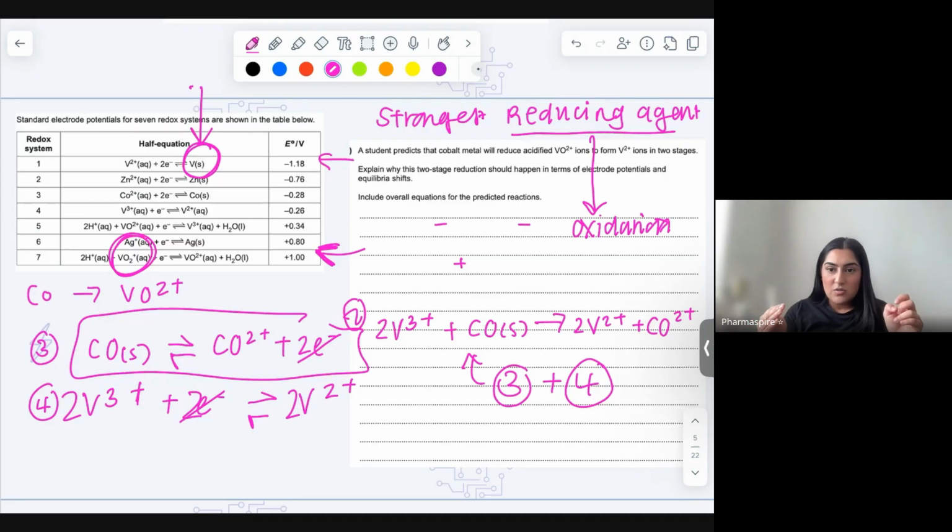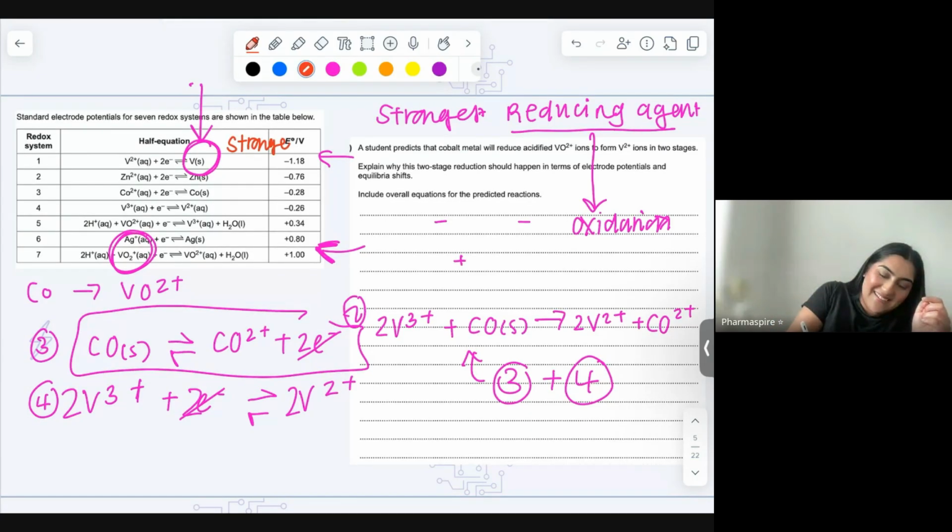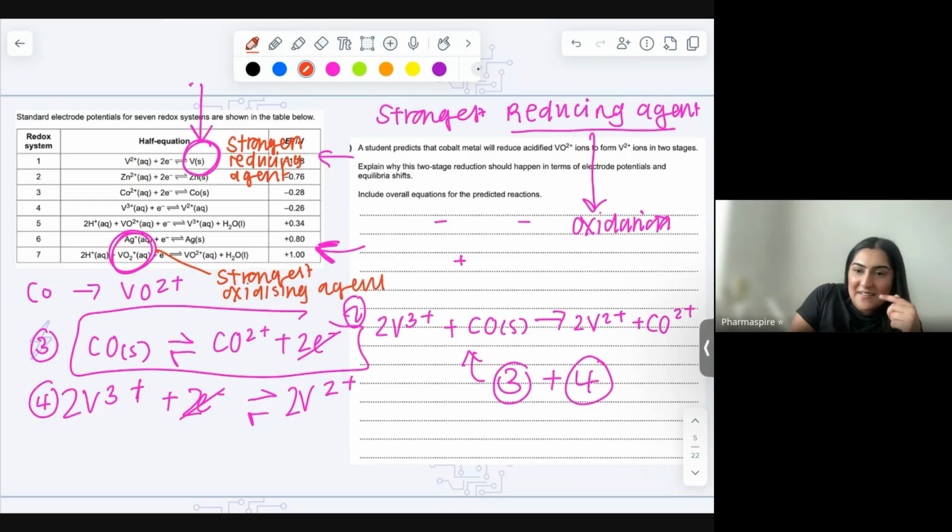Right. Which is the strongest again? So this is the strongest reducing agent because it's left-hand side. This is the strongest oxidizing agent. Can you explain the strongest reducing agent again? Okay, so strongest reducing agent, think opposite. So which one's oxidation?